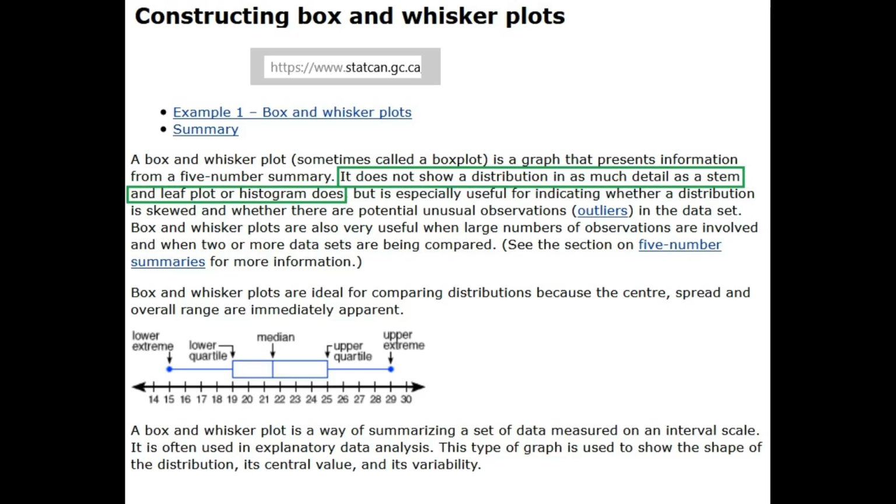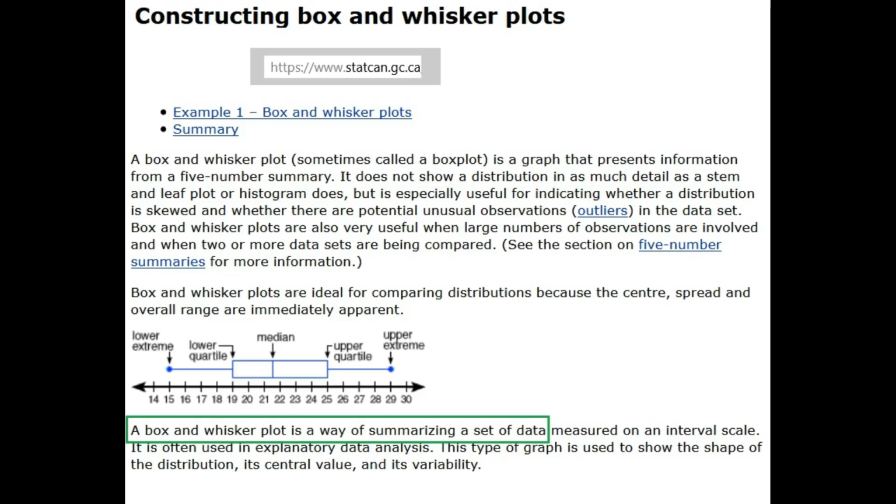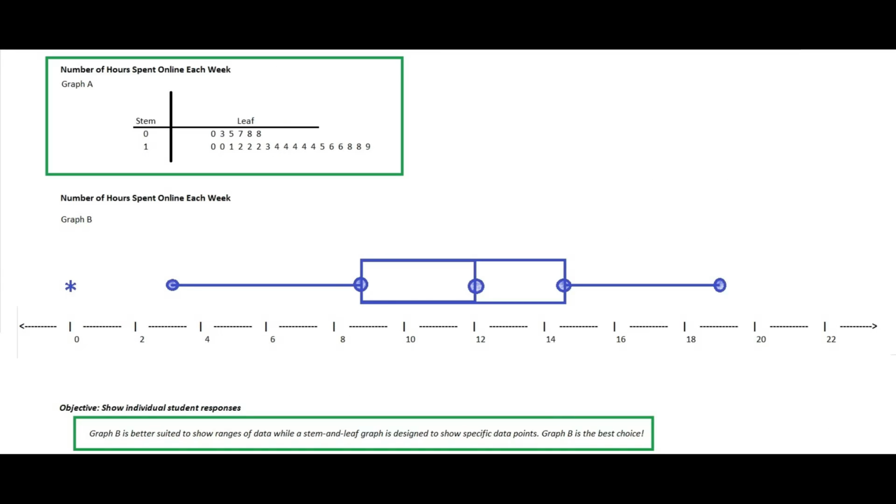A Box-And-Whisker plot is good for showing summaries of your data. It shows you your ranges, it shows you where your midpoints are, it shows you whether there are outliers. So it's good for looking at an entire range of data. And it says down here, a Box-And-Whisker plot is a great way of summarizing a set of data. And as it turns out, of these two, graph A is going to be your best choice if your objective is to show individual student responses.